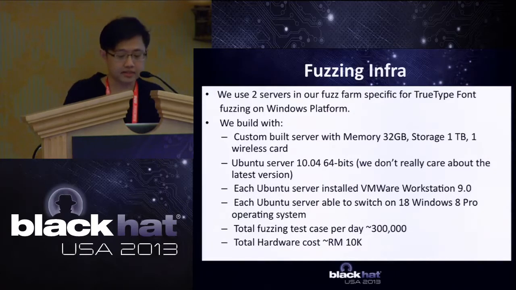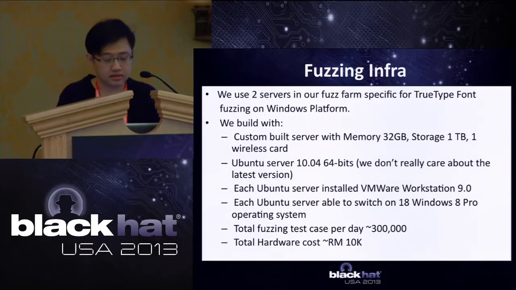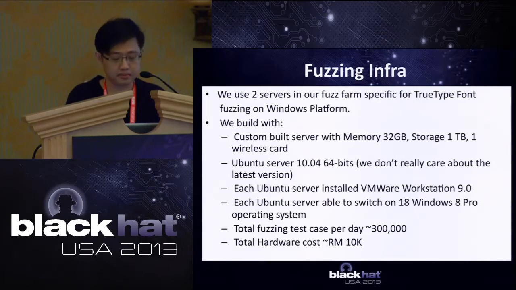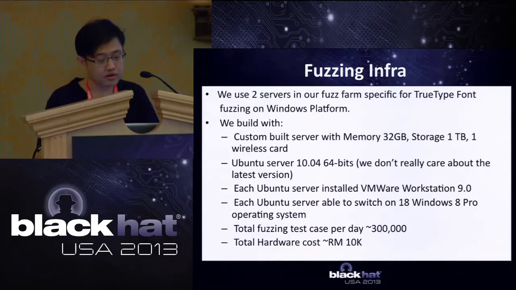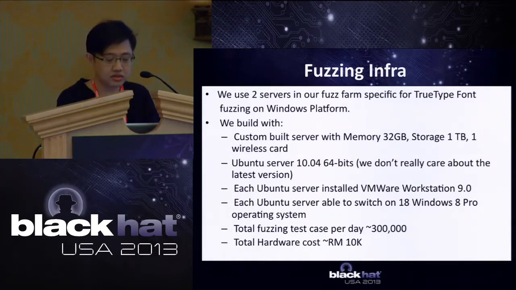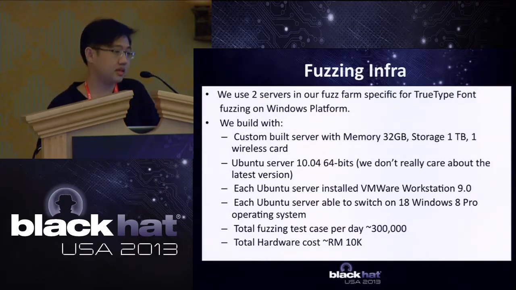And finally, we decided to use 2 custom built servers with memory 32 GB, storage 1 TB in our fuzz farm specific for TrueType font fuzzing on Windows platform. Each of the servers runs Ubuntu operating system and is able to switch on 16 to 18 Windows 8 Pro operating systems. And total fuzz cases per day is around 300,000.